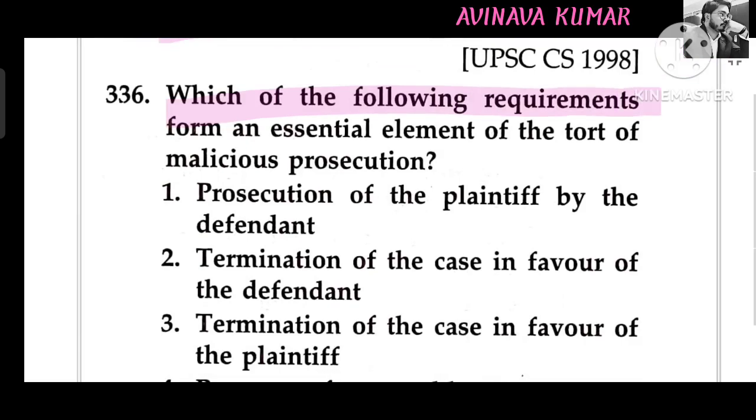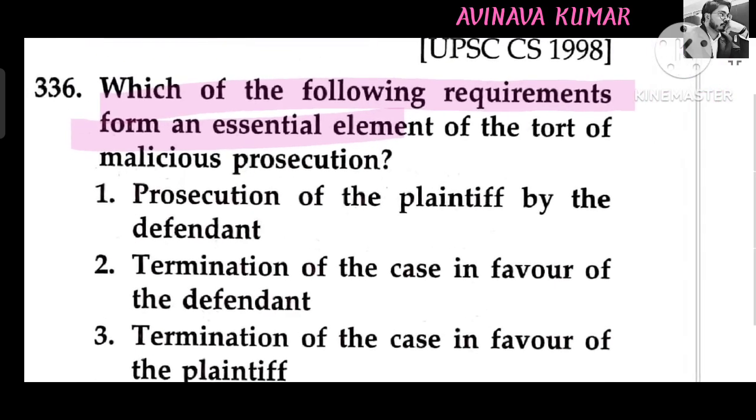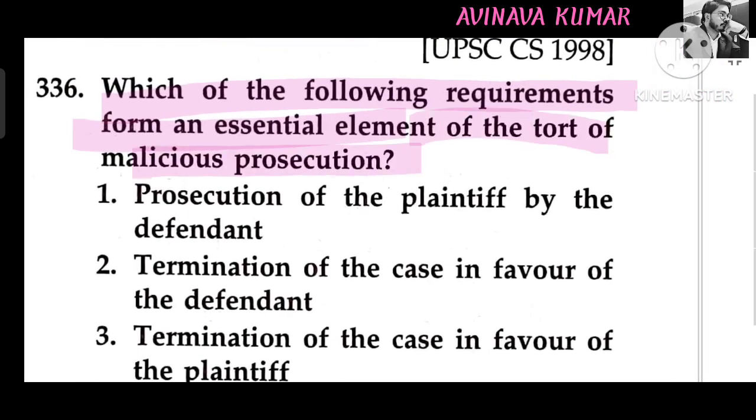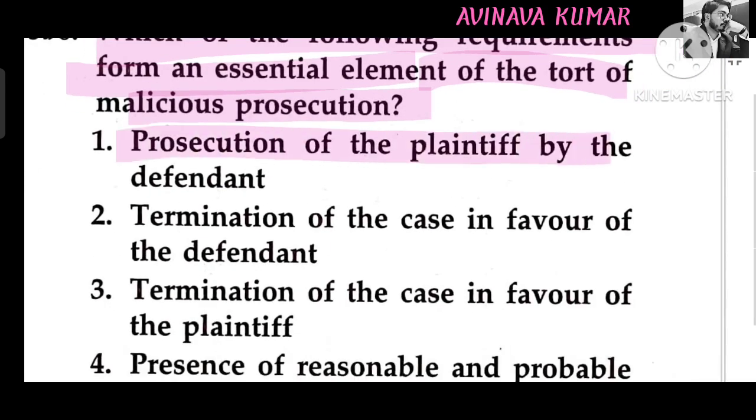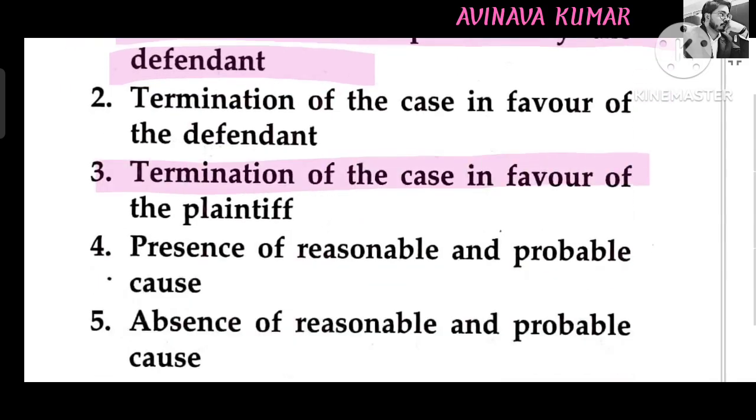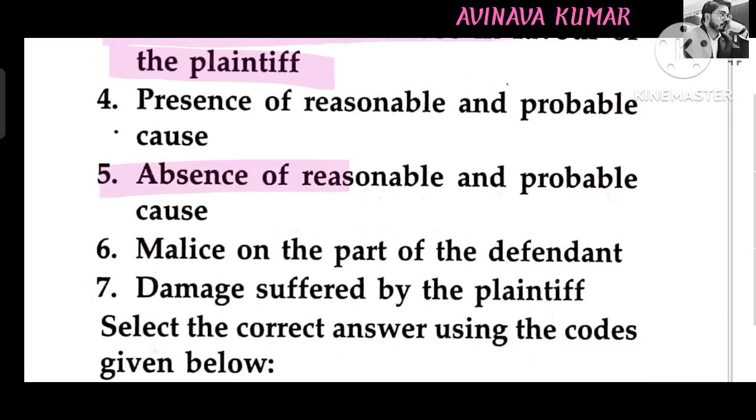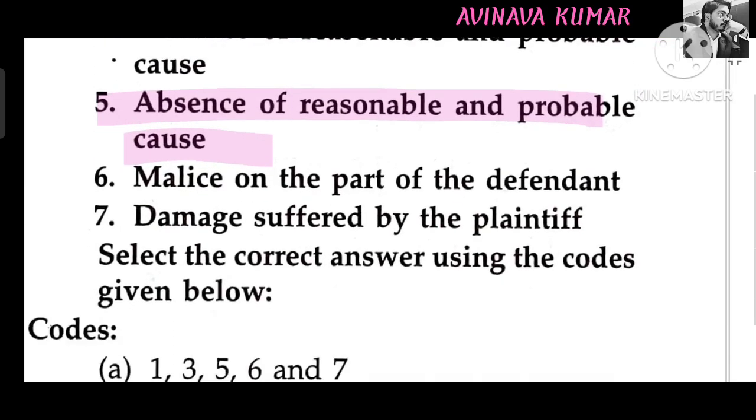Which one of the following requirements forms an essential element of the tort of malicious prosecution? Prosecution of the plaintiff by the defendant. Termination of the case in favor of the plaintiff. Absence of reasonable and probable cause. Malice on the part of the defendant. Damage suffered by the plaintiff.